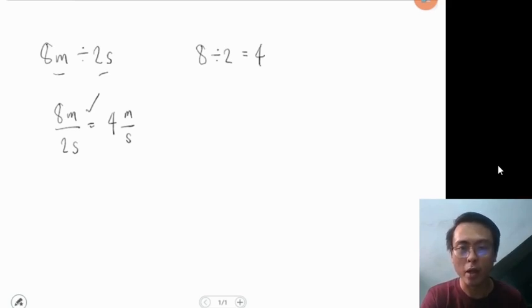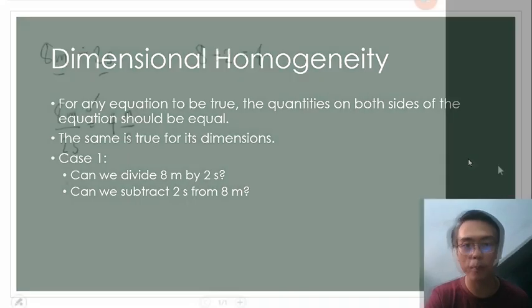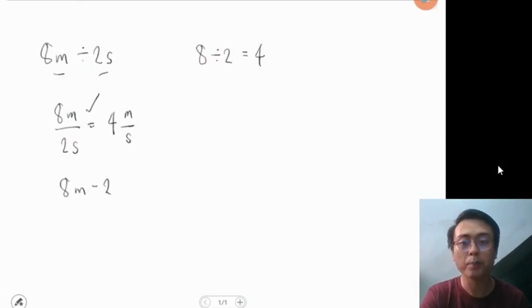Let's go back. Let's take a look at the other example. Can we subtract 2 meters from 8? Sorry, can we subtract 2 seconds from 8 meters? So how would that look? We are subtracting 2 seconds from 8 meters. Is this possible? This equation is impossible because there is no way that you can subtract seconds from meters. You cannot subtract time from a unit of length.